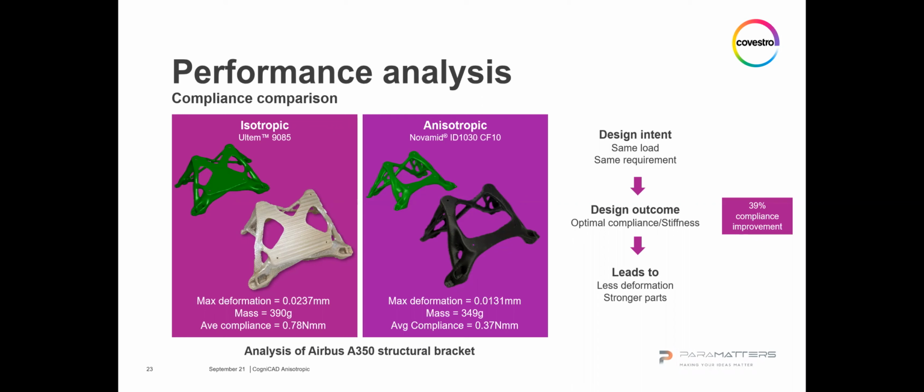In the end, as you can see in the slide, we received a compliance improvement of 39%. What this means is that the stiffness of the anisotropic variant compared to the isotropic variant almost doubled. And for this, we of course have stronger parts.